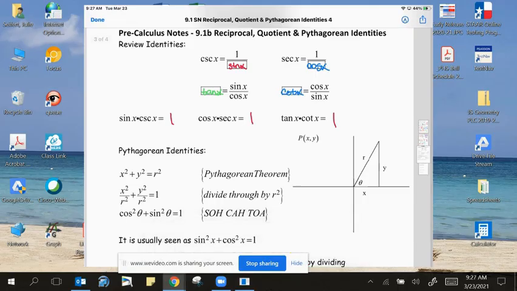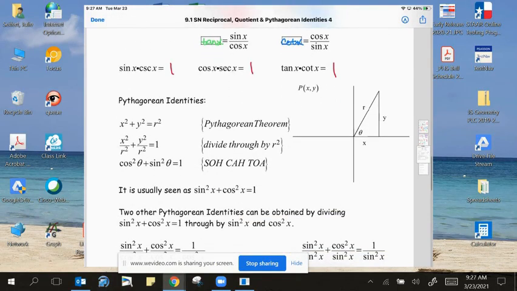Okay? Now, we have some Pythagorean identities. That's going to be the new piece in today's lesson. These are based on the Pythagorean theorem. If we have a triangle in the coordinate plane, one leg sitting on the x-axis, theta in the corner at 0, 0, just like we did with exact values, the lengths are x, y, and r. So x squared plus y squared equals r squared.